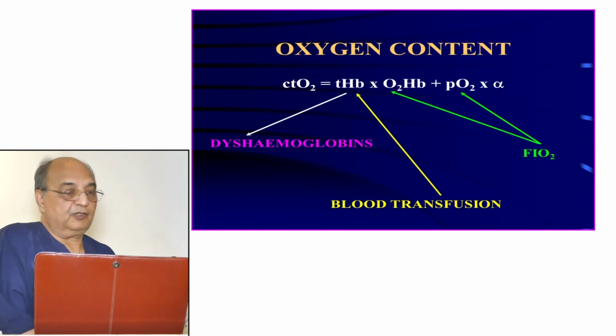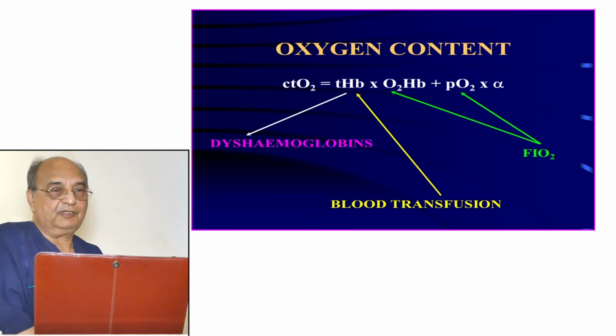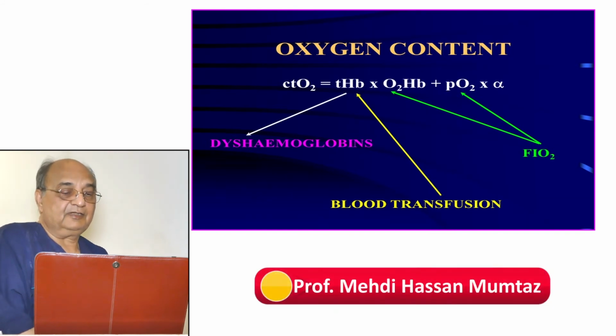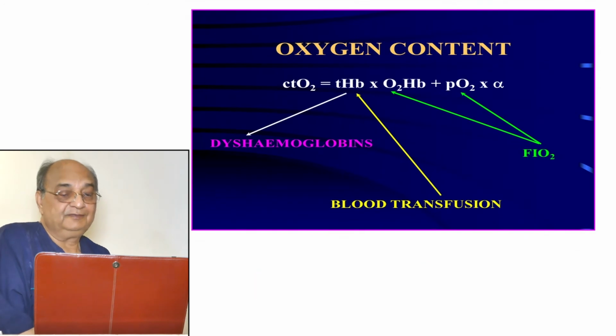Now, oxygen content depends on the total hemoglobin, oxygenated hemoglobin plus partial pressure of oxygen plus coefficient. So, if there is a problem with oxygen content, you look at the hemoglobin, whether the amount of hemoglobin is normal or not, or whether there are dyshemoglobins present or not. So, you correct both. Then oxygen saturation, you look at what FiO2 you are giving to the patient.